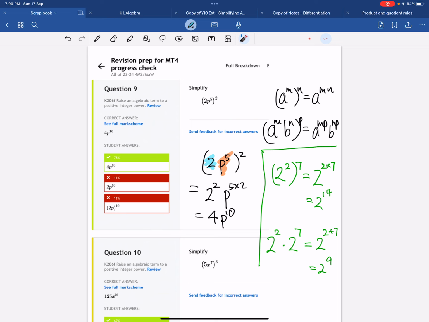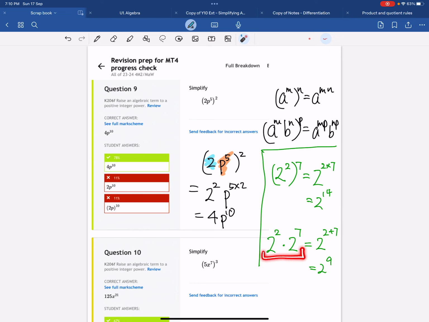The difference here is this one, the bracket itself is multiplying itself 7 times. You have 2 to the 2 times 2 to the 2 times 2 to the 2. Okay, we're running out of space. I'll put it to the front. Okay, so do I have 6 or 7? 2, 4, 6, 7, yeah. So 2 squared multiplying itself 7 times.